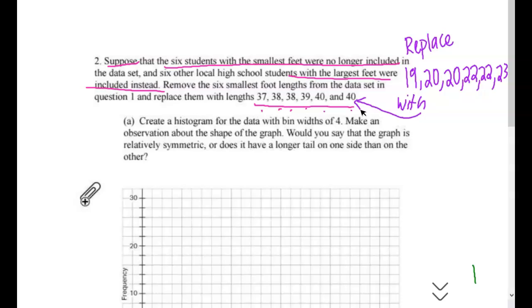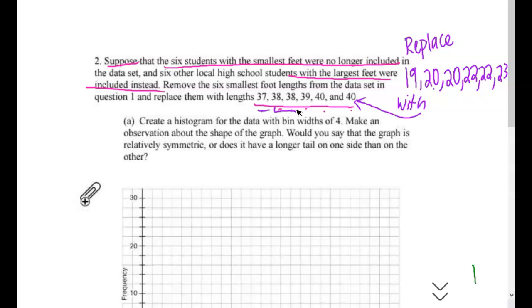So in your data entries, everyone's going back to Desmos. You gotta be careful. Look for 19. When you see 19, what are you gonna replace it with? 37. Now that doesn't mean all the 19s have to be 37. That just means one of them needs to be 37. Change it.